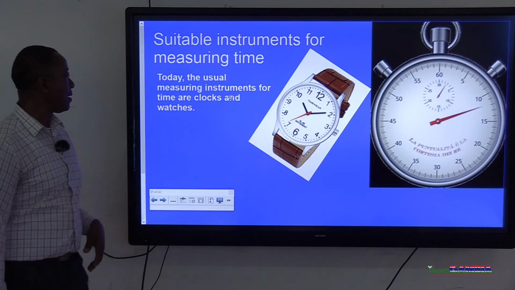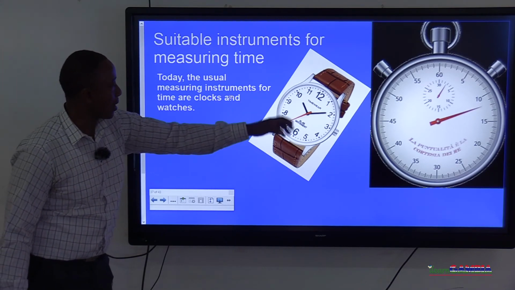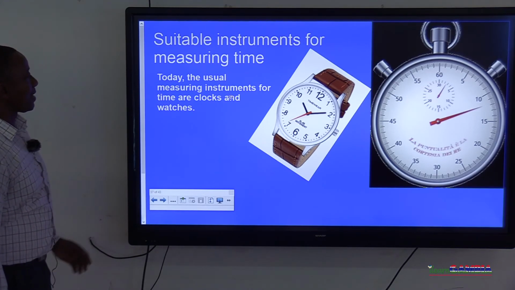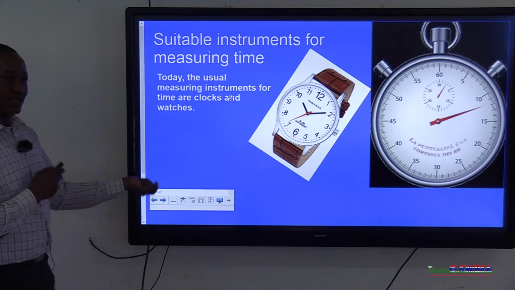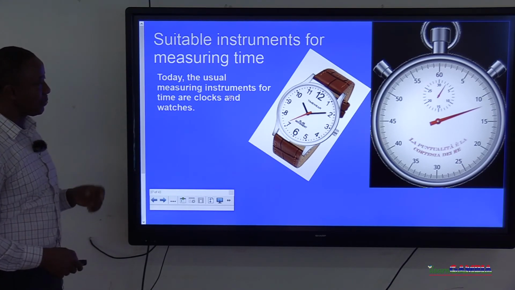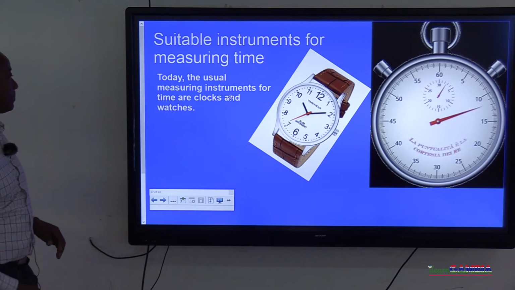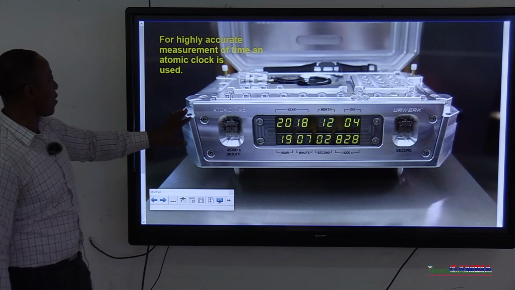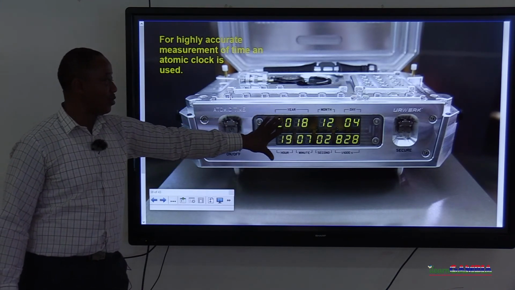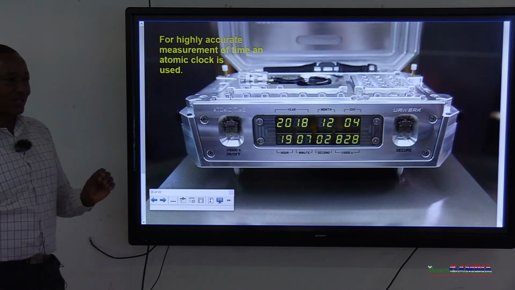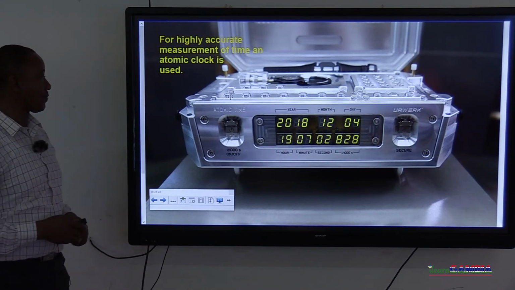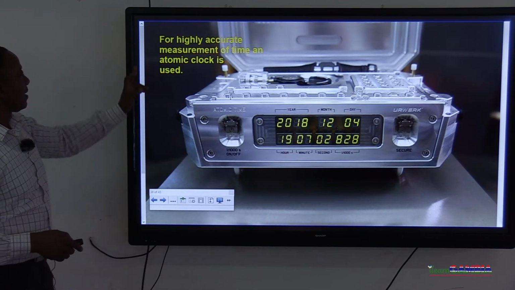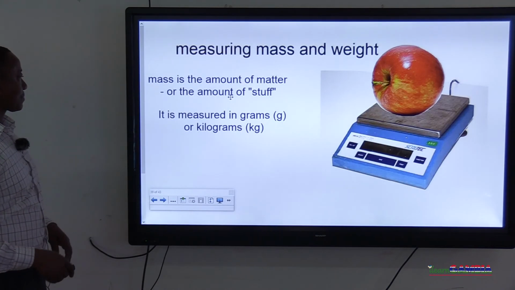Today, we're using instruments like the watch, the clock, or even the stopwatch so that we can measure time as it is going. They are much more comfortable and convenient. You can easily move around with them, and they're a little bit more accurate in measuring time. But for highly accurate measurement of time, the atomic clock is used. I will not go into the detail of how that works, but just to let you know that we have different devices for measuring time.